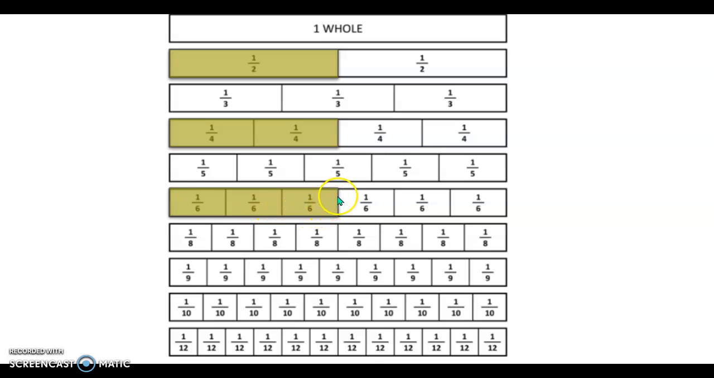All right, let's see if we can find another one. So I'm going to keep going down, keep going down. Ooh, look, I found another one really fast. All right. So I can also say that 1/8, 2/8, 3/8, 4/8 is equal to 3/6, which is equal to 2/4, which is equal to 1/2.